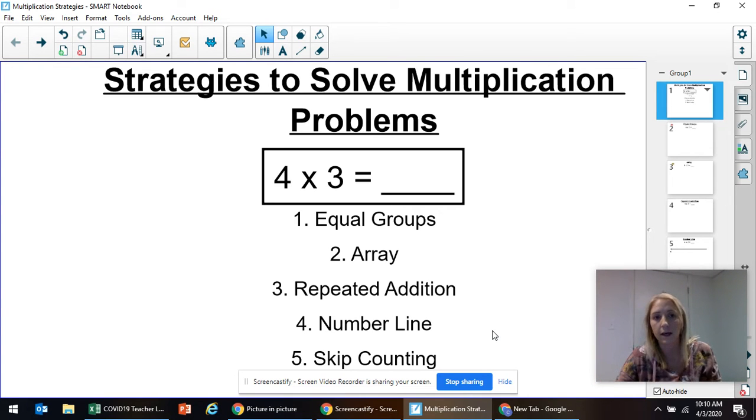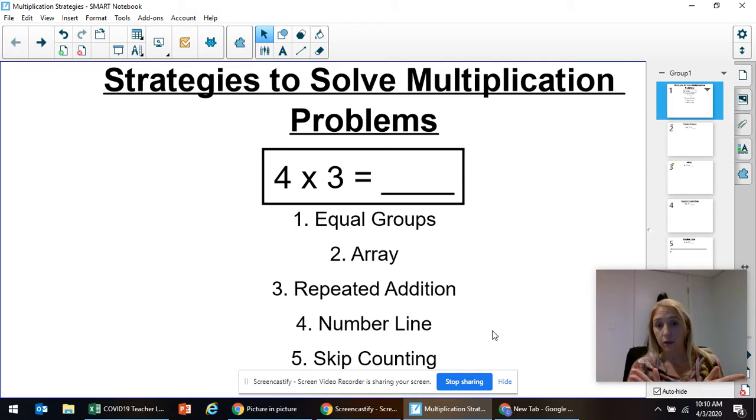Hey guys, today I am trying something new. This is a new kind of program that I'm working on. And I thought that since you guys are getting the new packet, I would go over the different strategies you need to know to solve multiplication.